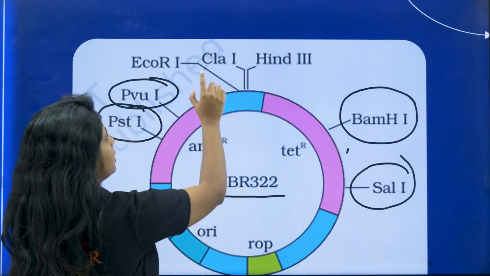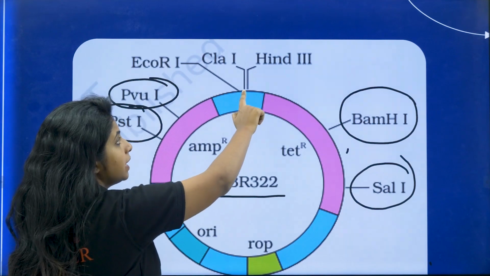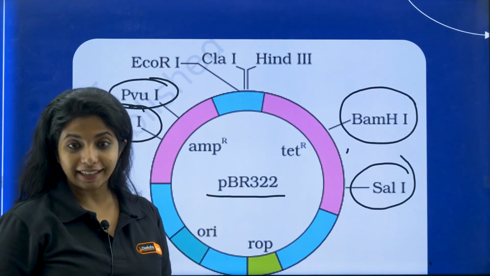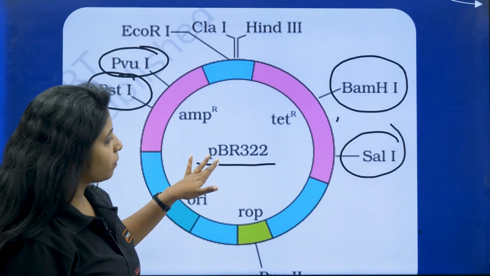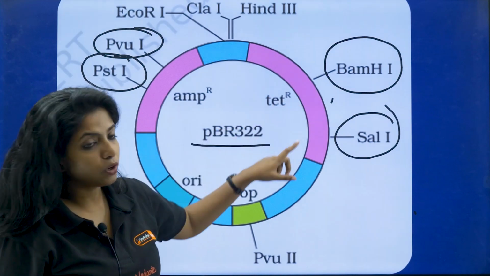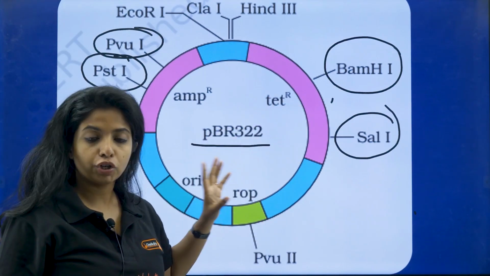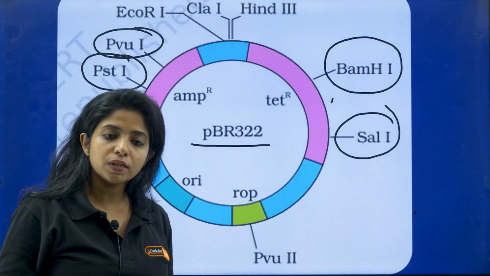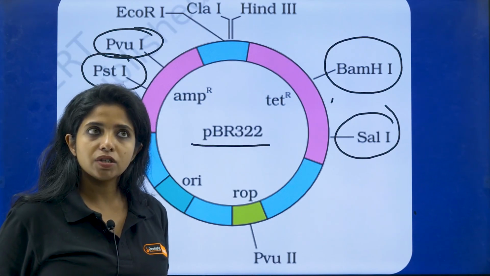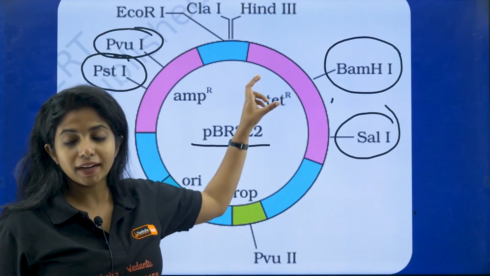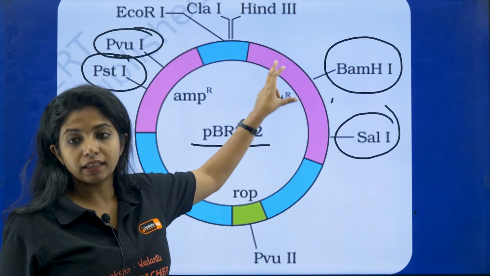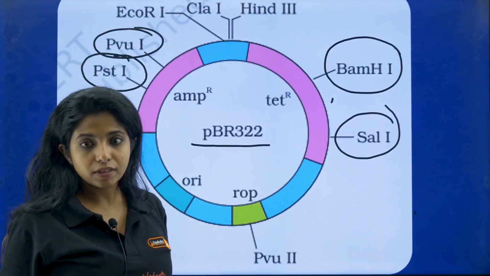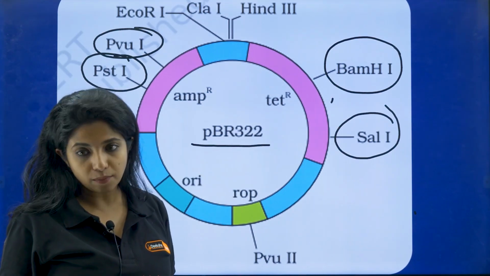Now over here you have EcoR1, you have Clavin site, and also you have Hind3 site. So you should be knowing, my dear children, what all things are there. They can ask you questions related to that as well. So if I make a cut in SAL1 site, will it be tetracycline resistant? You will only know it if you know that SAL1 is in the tetracycline resistant gene site itself. So obviously it won't be tetracycline resistant anymore.